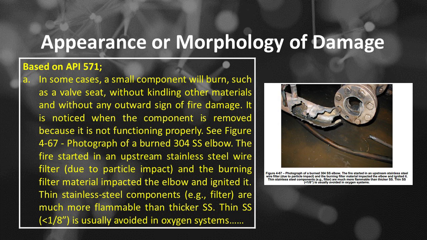In some cases, a small component will burn, such as a valve seat, without kindling other materials and without any outward sign of fire damage. It is noticed when the component is removed because it is not functioning properly. See Figure 4.67, photograph of a burned 304 SS elbow. The fire started in an upstream stainless steel wire filter, due to particle impact, and the burning filter material impacted the elbow and ignited it. Thin stainless steel components, such as filters, are much more flammable than thicker stainless steel.